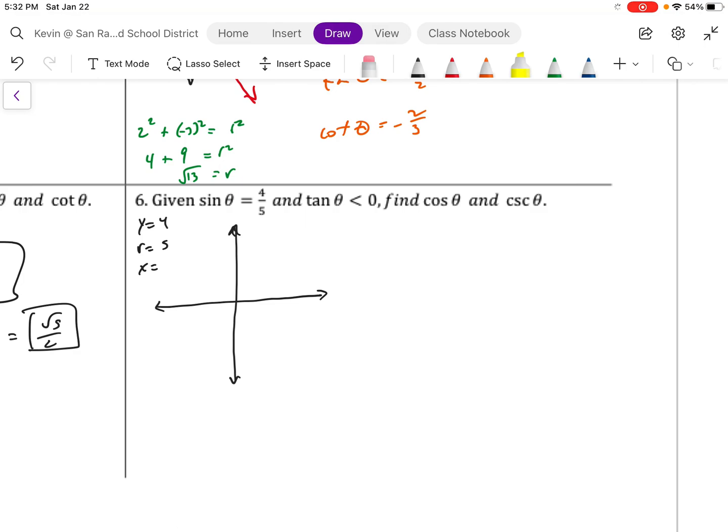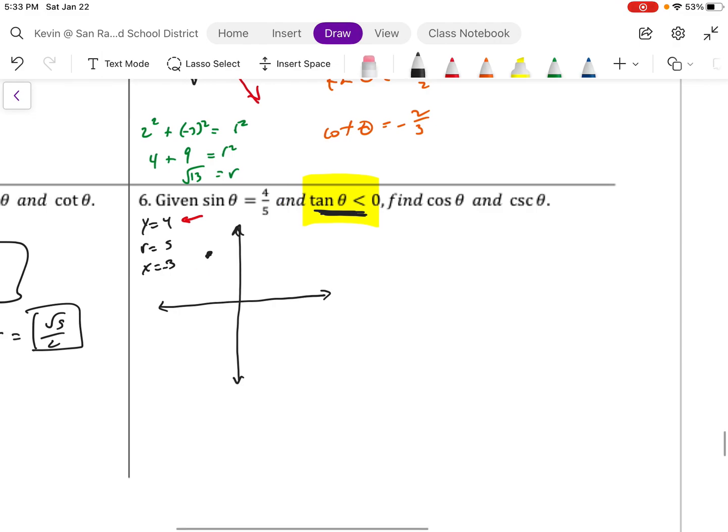Number 6, lastly, same idea, but this time tangent is negative. But we see that our y is positive. Therefore, we know that our x has to be negative. One leg is 4. The hypotenuse is 5. Therefore, by rule, on a right triangle, x has to be 3. If you don't believe me or aren't sure, go ahead and do the Pythagorean theorem. You'll find that x equals 3. And since tangent is negative, then x has to be negative 3. So we go negative 3 and 4 is somewhere like right here.